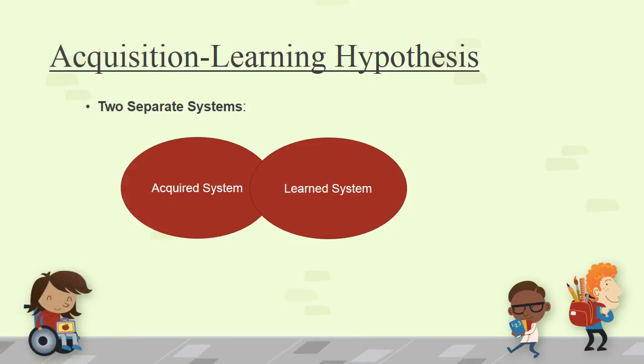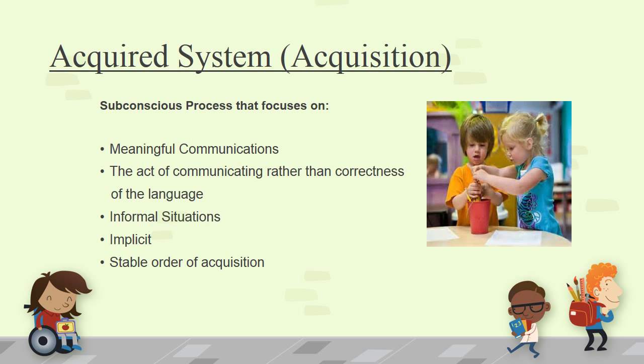Krashen hypothesizes that humans have two systems to assist in learning a second language, the acquired system and the learned system. The learning acquisition hypothesis packages the two together. Acquisition is a subconscious process in which the learner is unaware of the knowledge they are gaining. This system is similar but not limited to the way a child learns their first language. According to Krashen, both children and adults possess the ability to acquire a second language.